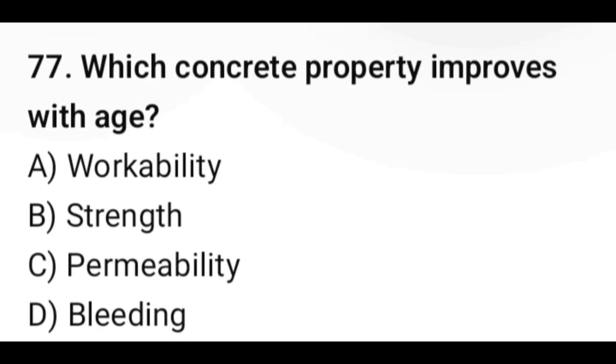Next question. Which concrete property improves with age? Option A is workability, B is strength, C permeability, option D is bleeding. So the right answer is option number D, strength.